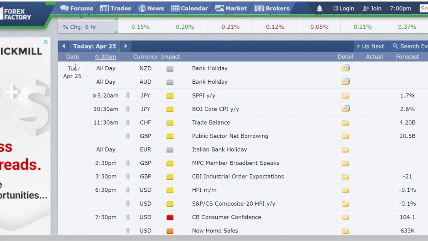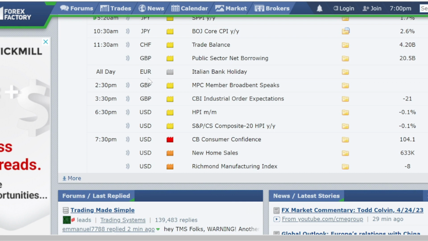So when we look at the economical events plan for today, April 25th, Tuesday, we have lots of bank holidays: New Zealand bank holiday, Australian bank holiday and Euro bank holiday, which means that we'll have lower volatility in the Forex market for today.